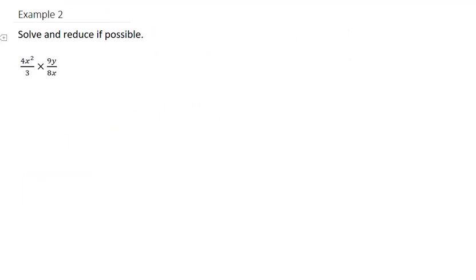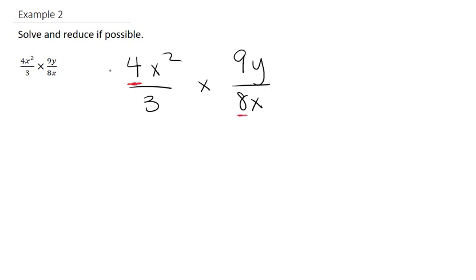Solve and reduce if possible. So here we have another problem with numbers and variables. So if we were to write it out a little bit larger so we can see, we see that we have common factors on the top and the bottom. So this 4 and this 8, because one's the numerator, one's the denominator, we can remove a whole factor of 4. So 4 divided by 4 is 1. 8 divided by 4 is 2.